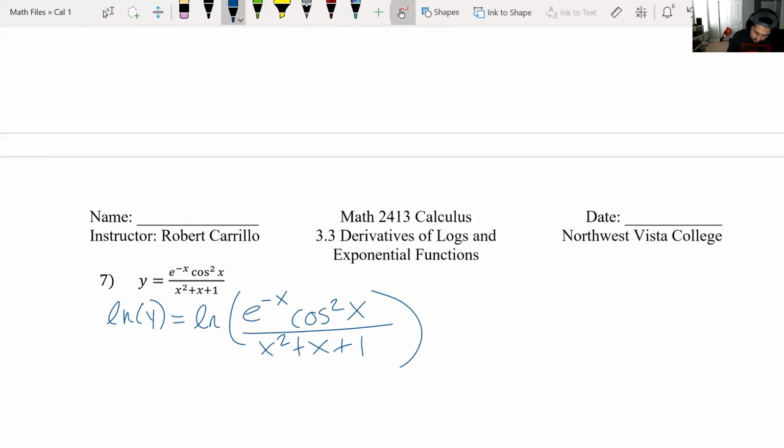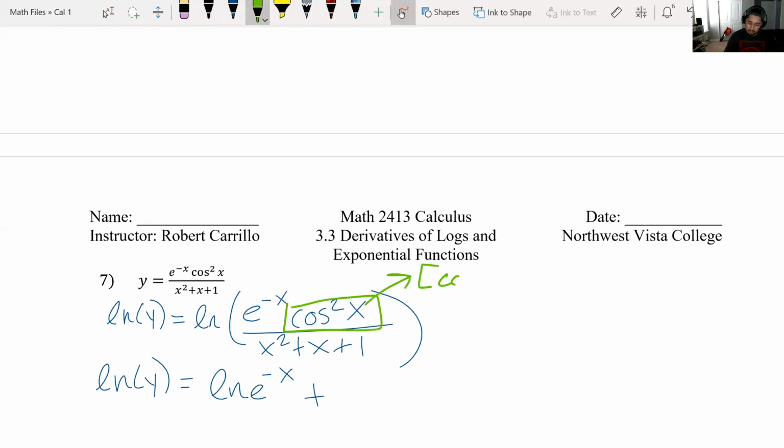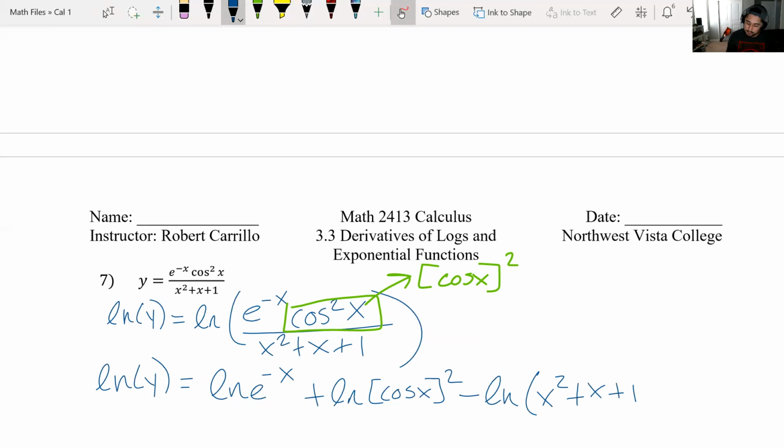Now expand. Natural log y equals natural log e to the negative x plus, now for this cosine squared x, I'm going to rewrite it as cosine x squared. So that's what you're going to see on my next line. Natural log of cosine x squared minus the natural log of x squared plus x plus 1.